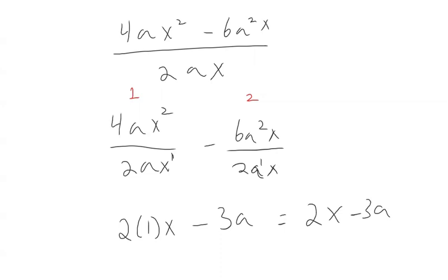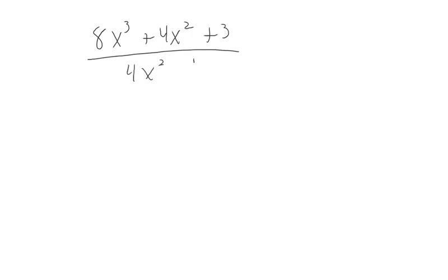Where it gets a little trickier is when you have a multiple term denominator, which we call a polynomial. So say we have 8x cubed plus 4x squared plus 3 all over 4x squared minus 1. We can't break it apart. Well, we can. It's not mathematically wrong, but it doesn't help us any. So what we actually have to do is long division.